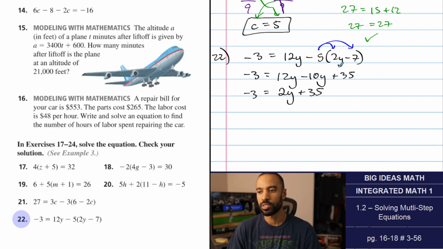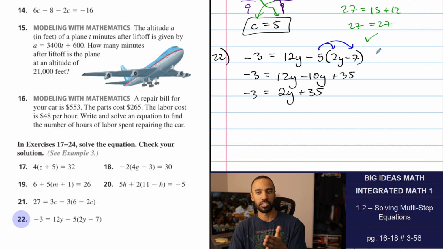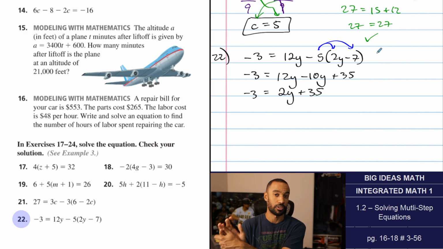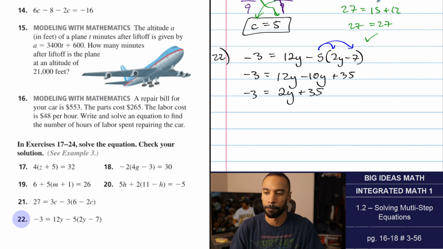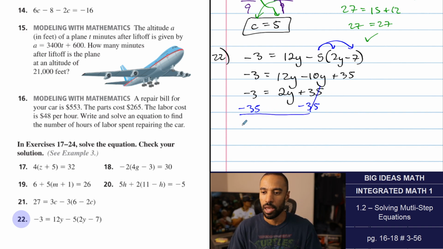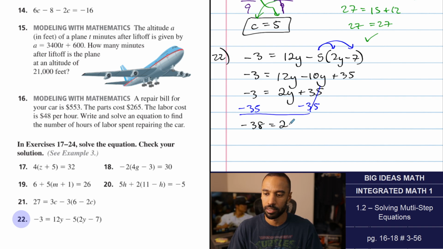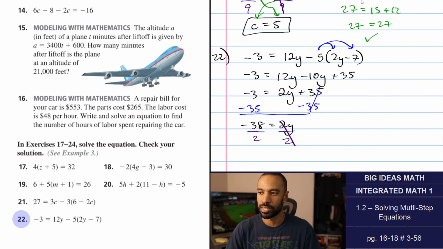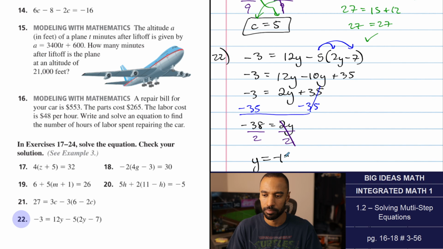So remember, everything we're doing is algebraic. Even if we come up with a word problem in this scenario, you can see why setting it up first and solving algebraically is really the way to go. I'm going to subtract 35 from both sides. Right? The goal is to get this y by itself one step at a time. Multi-step. And we get negative 38. And then we divide both sides by 2 now. And 38 divided by 2 is 19. But negative 38 divided by 2 is negative 19.